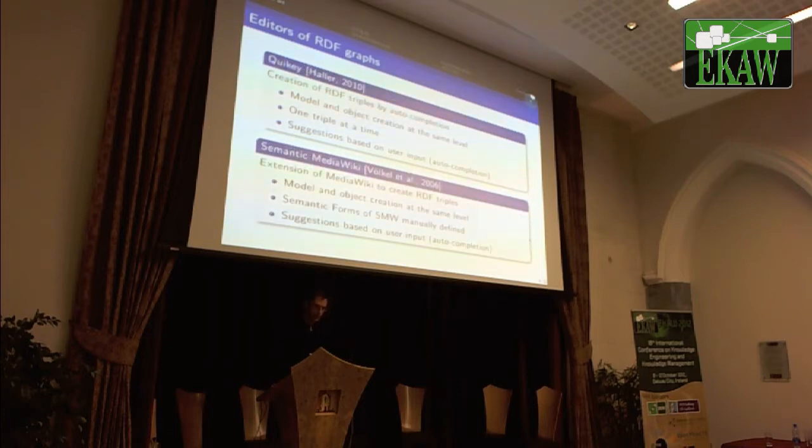Quickie, which was presented 2 years ago at this conference, is a very lightweight interface for easily creating triples, one triple at a time. It also relies on auto-completion with an intelligent auto-completion mechanism. But here, it's not required to define the model in advance. You can create model triples at the same time as data triples.